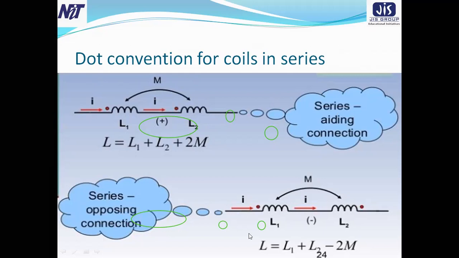Series opposing connection. So here, if the negative sign comes in between the two inductors, then what will happen? L1 plus L2 minus 2M. So the negative sign will come. Look, here it is positive, positive. So minus 2M.